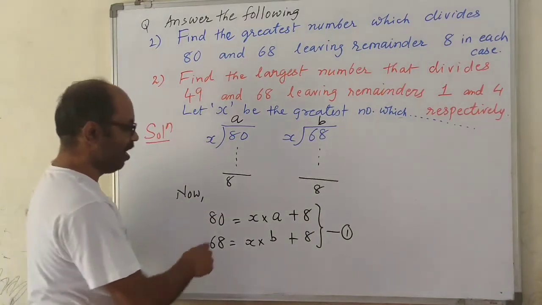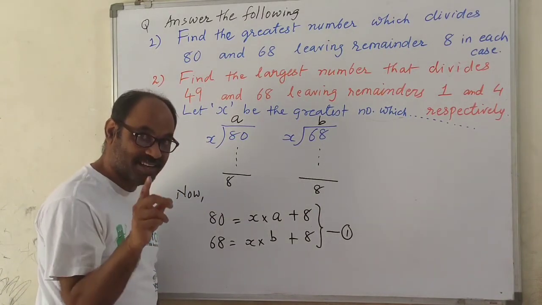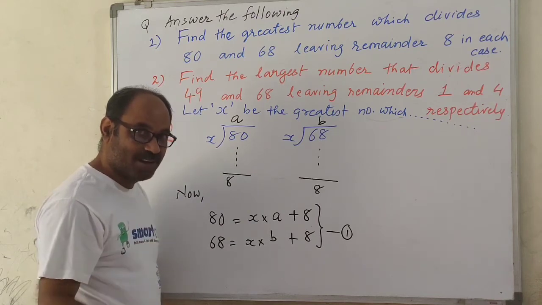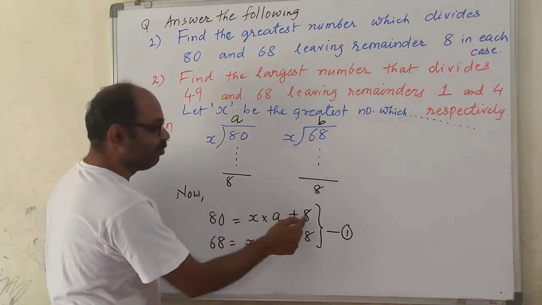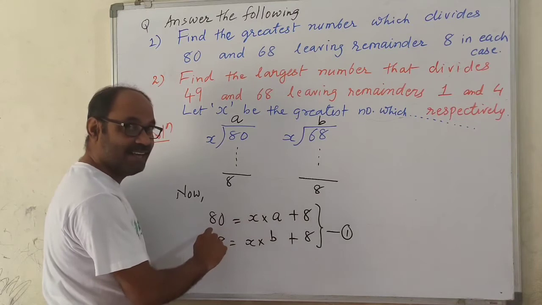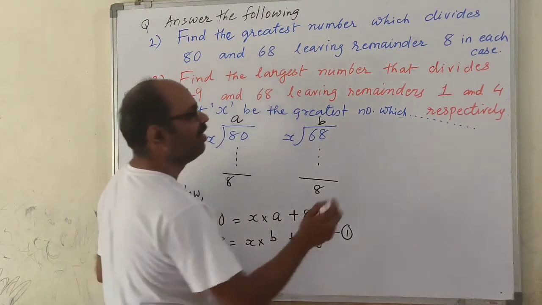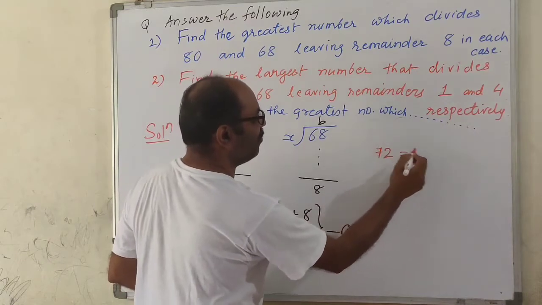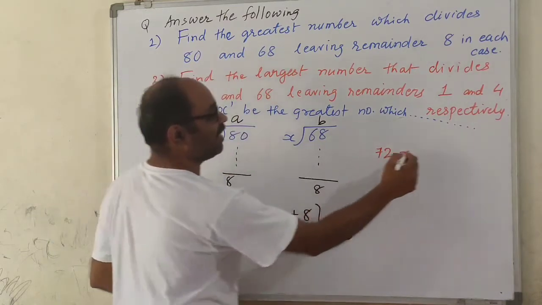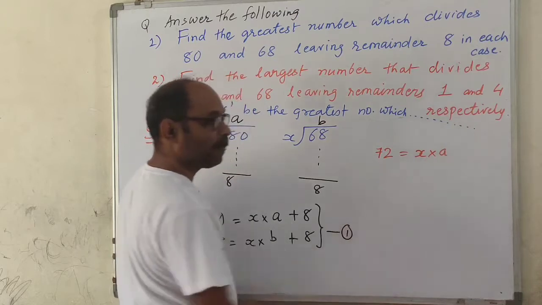Be careful now. I'm going to write directly. You are studying in standard 10, not small kids. I'm going to take this plus 8 to the other side. So what is 80 minus 8? Good. 72 is equal to x into A.